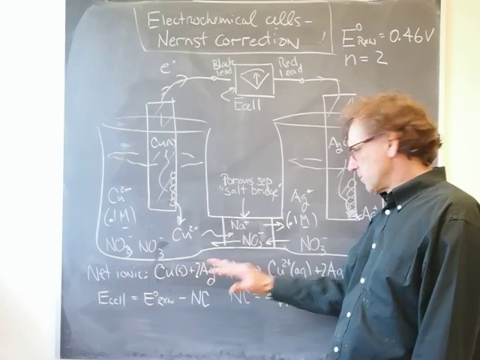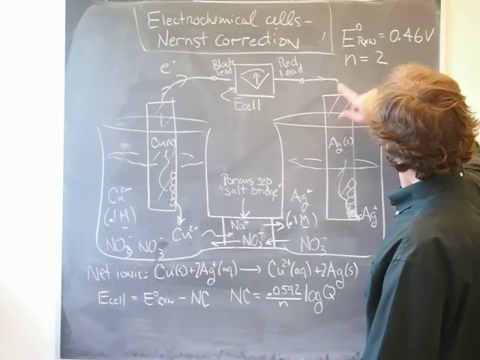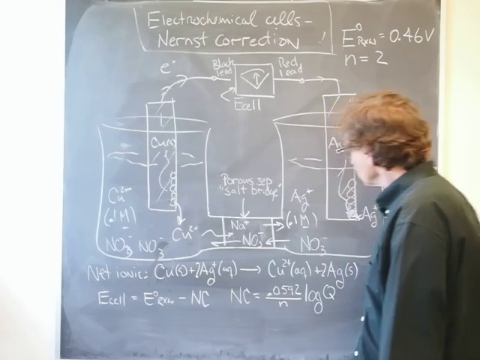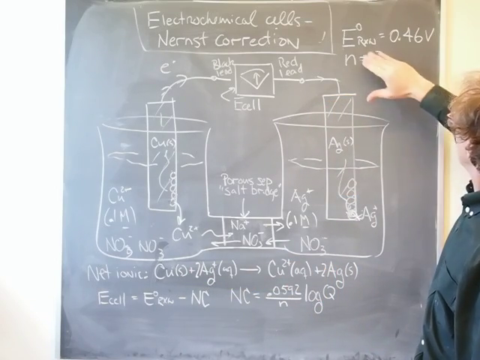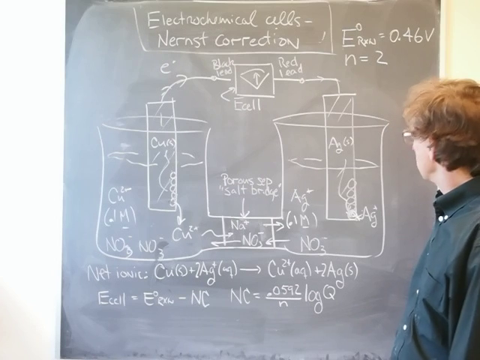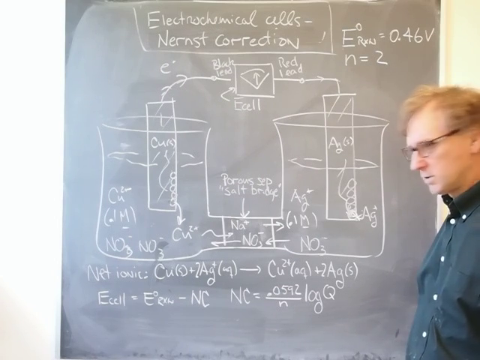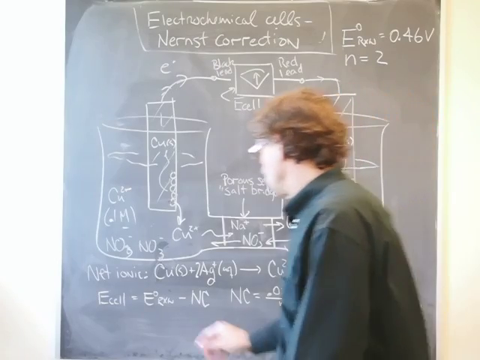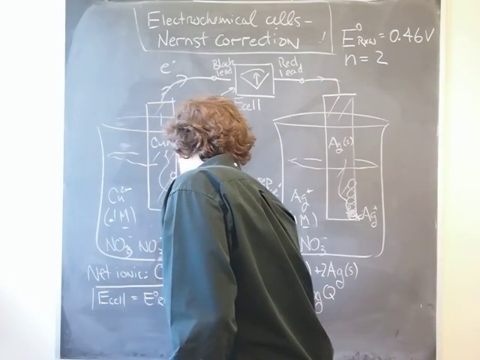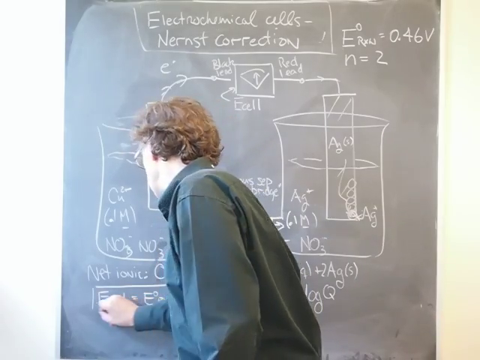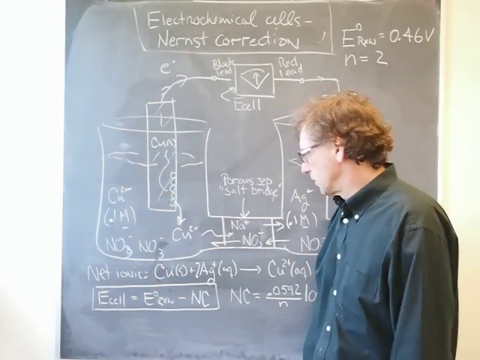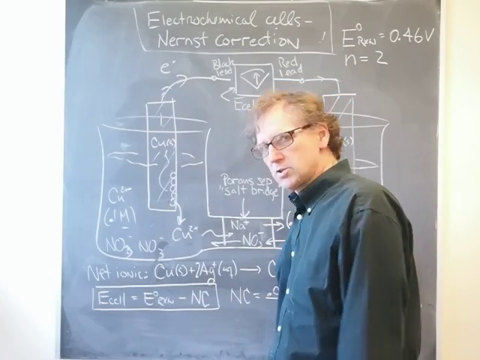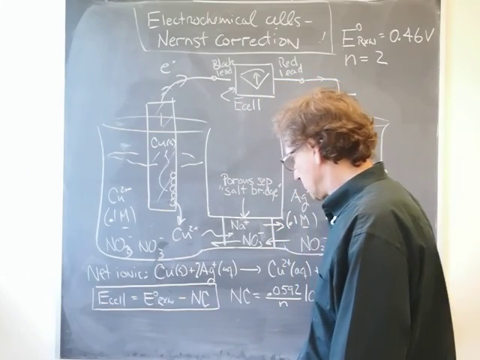Now, it turns out that number that I just mentioned is pretty important. N is equal to 2 for this reaction as written. N is equal to 2. And previously we had already calculated that E0 for the reaction was 0.46 volts. So I'm going back to this equation now. This equation actually has a name. It's called the Nernst equation. Okay, and now I've included the Nernst correction to give the full Nernst equation.